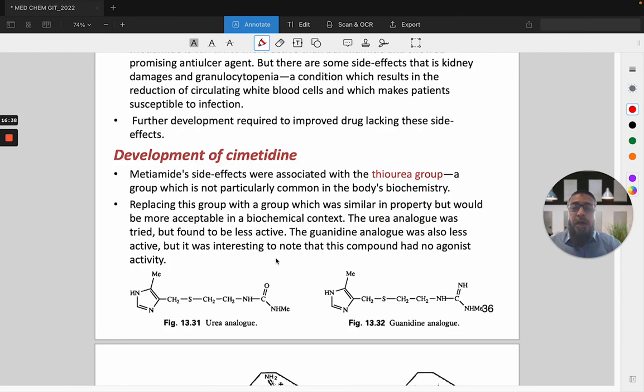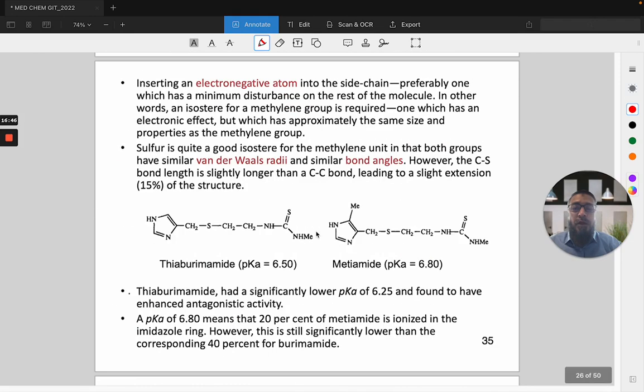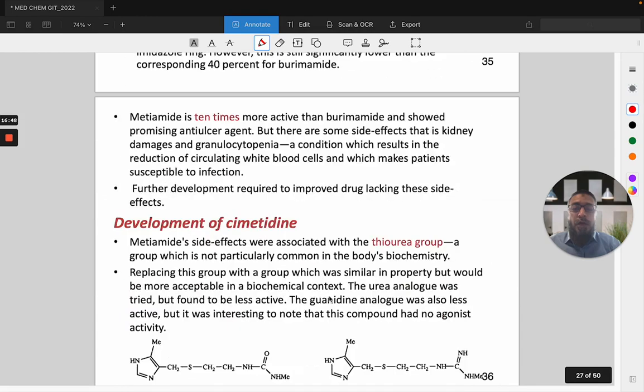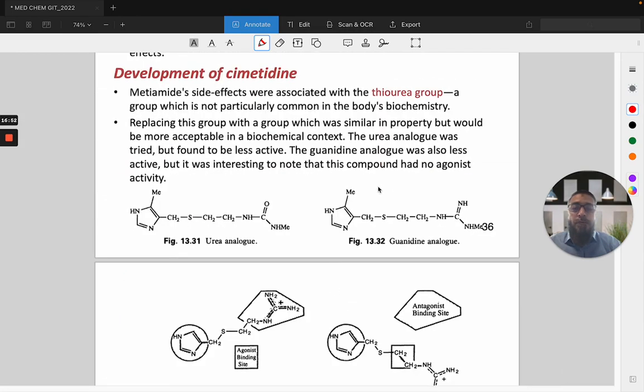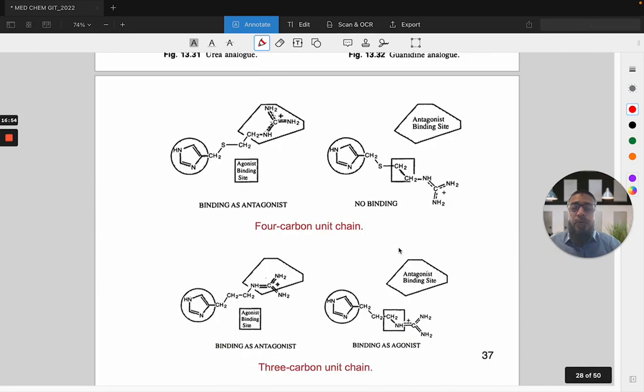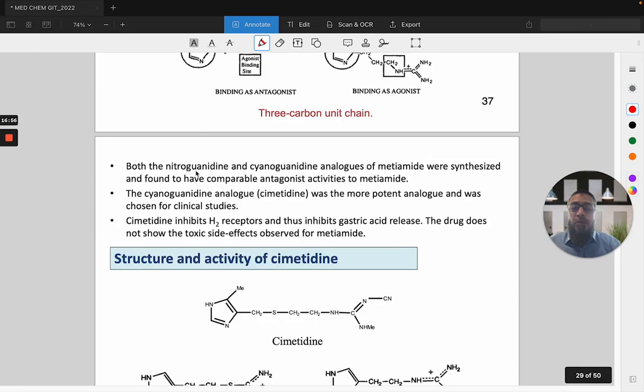The metiamide has a side effect associated with the thiourea. So it is better to remove this thiourea group. So they have replaced this thiourea group with derivatives such as the nitroguanidine and cyanoguanidine group, right? So this is the cyanoguanidine group. They found that the cyanoguanidine group was the more potent analog and was chosen for the studies.